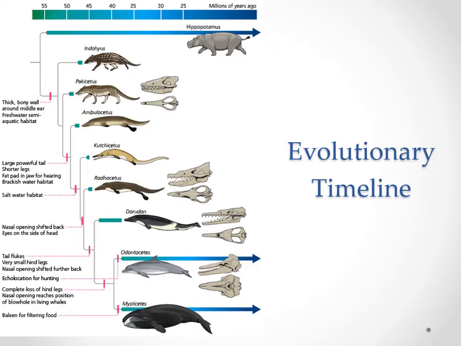An evolutionary timeline. So here we have Mysticetes and Odontocetes. These are our whales, orcas, porpoises. And then going back from there, we can see that eventually these guys share a common ancestor with the hippopotamus.